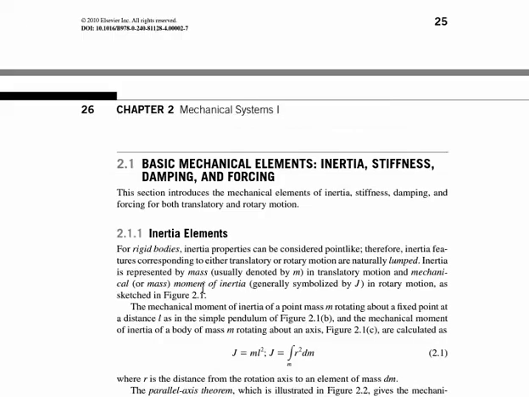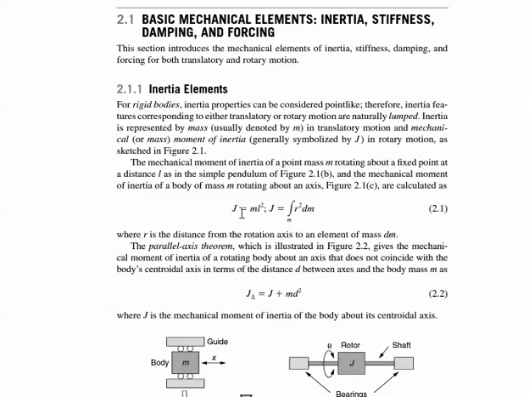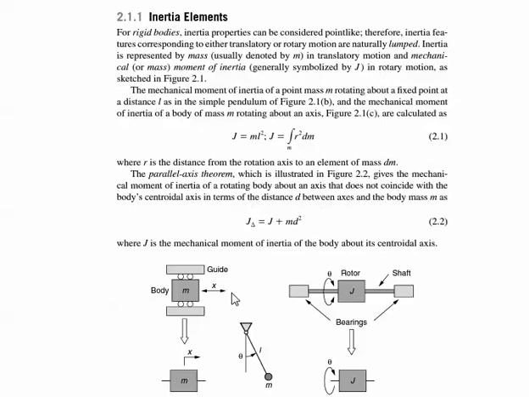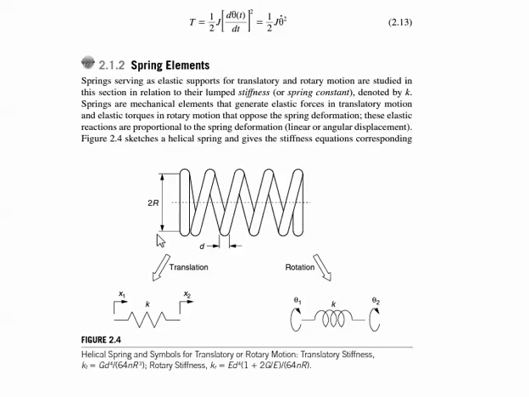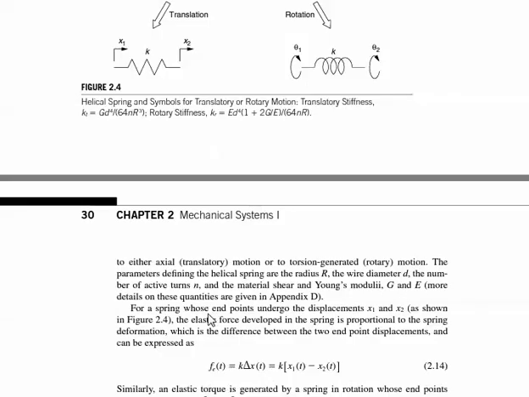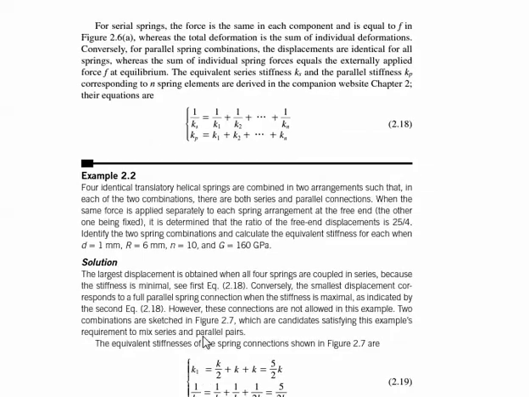I'm not going to go through all of this, obviously, but just a quick tour here. Section 2.1 introduces the basic elements of inertia, stiffness, damping, and forcing. That's your first reading assignment, I think for Friday. So read about inertial elements and then spring elements, and later they talk about damping elements.